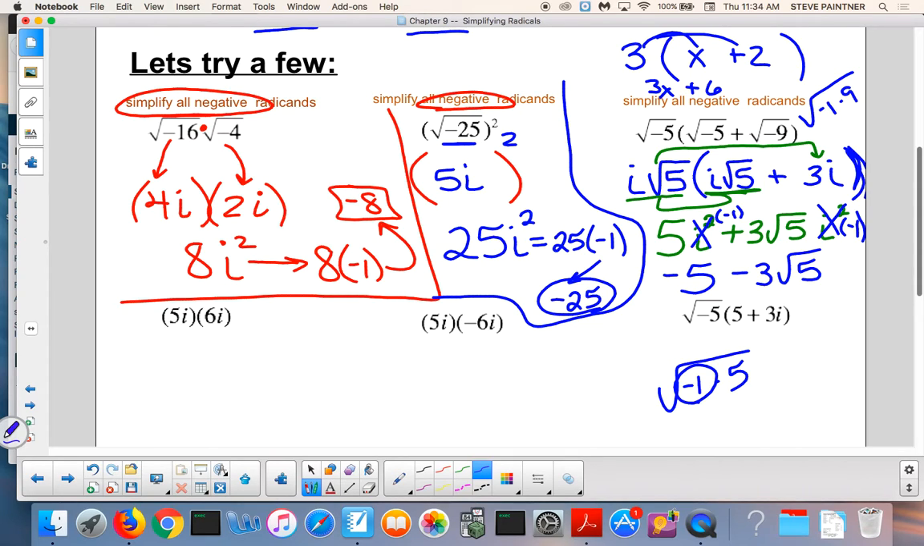So what do I do now? Do I have like radicals? No. This is negative 5 with no root 5. This is negative 3 with a root 5. Can I combine them? No. You can only join them if they have the same radical. A root 5 plus a root 5, go ahead. You're done. Let's just call it good.